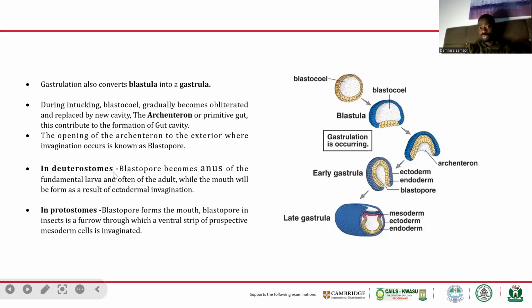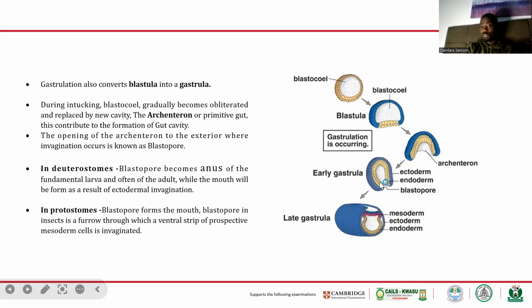Now, in deuterostomes, the blastopore becomes the anus. I mentioned that if you had listened from the beginning of this class, that is the blastopore that actually forms the mouth and the anus. So it becomes the anus of the larva and often of the adult, while the mouth will be formed as a result of ectodermal invagination. So the blastopore basically will form the anus, which is the lower part.